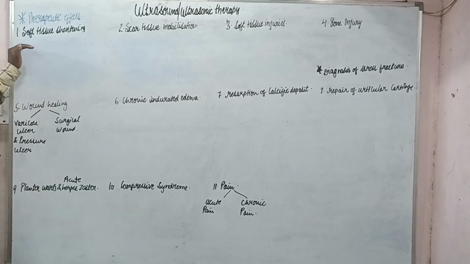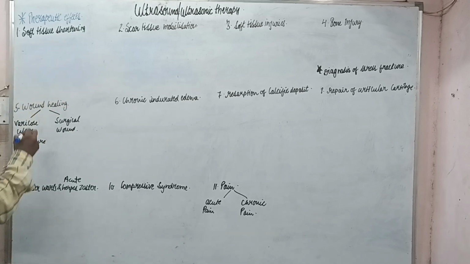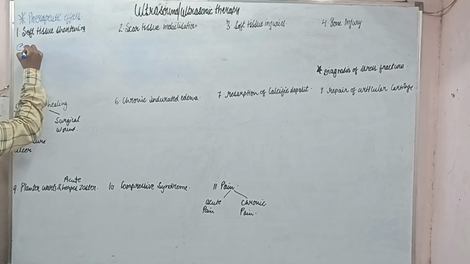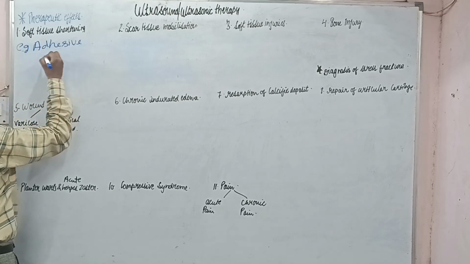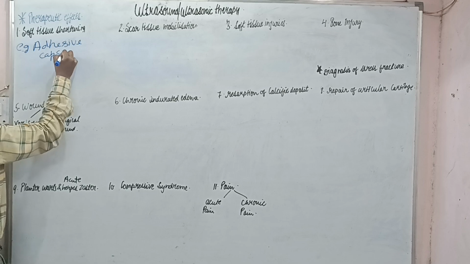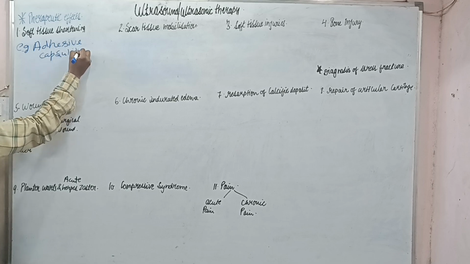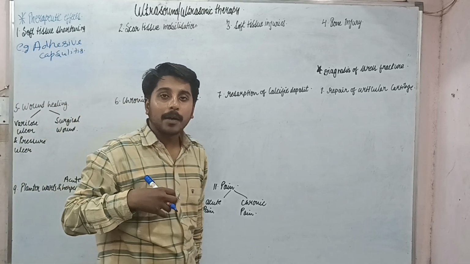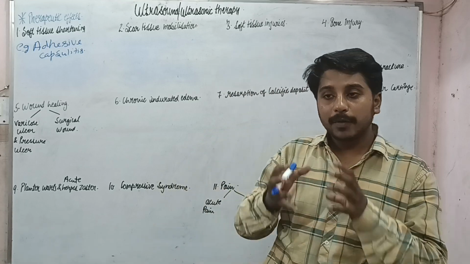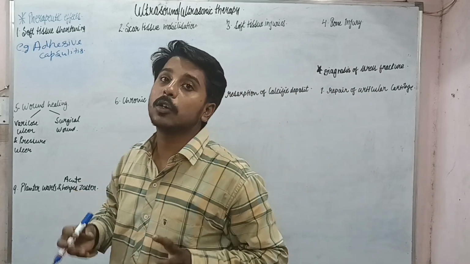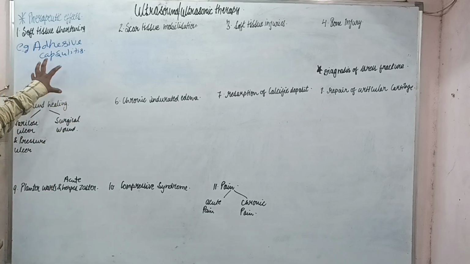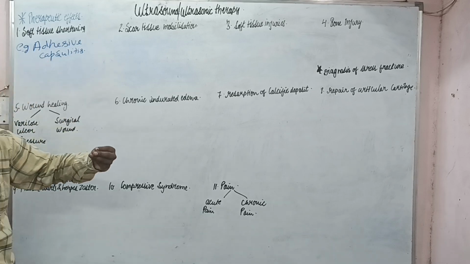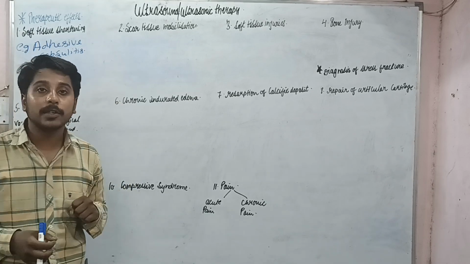First therapeutic effect is soft tissue shortening. Example is adhesive capsulitis. It is the condition affecting the shoulder joint where there occurs constriction of the capsule of the shoulder joint, due to which there is a lot of pain and restriction in range of motion.